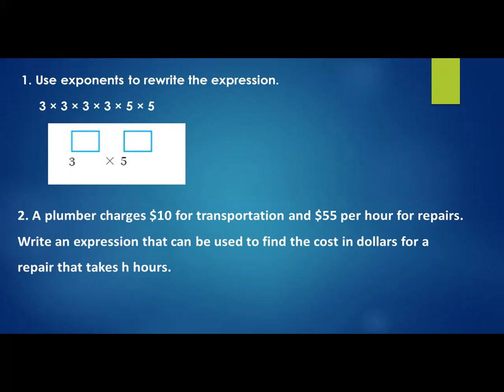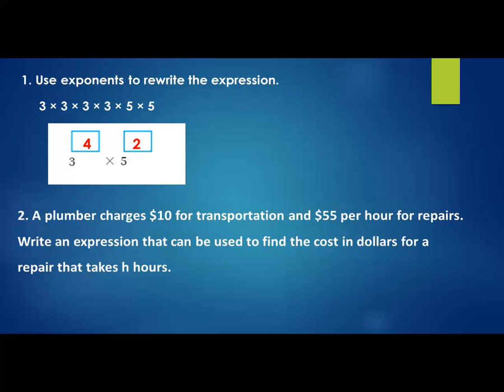You will write it as, the base number is 3. One base number is 3. And how many times, it is to the power of 4 times. The other base number is 5 and the exponent is 2. So you will rewrite it as 3 to the power of 4 times 5 to the power of 2.